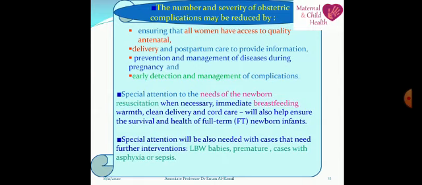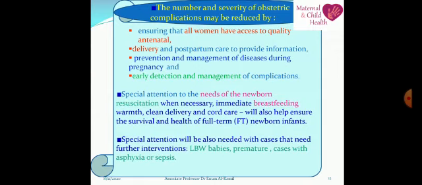How can we reduce the complications during obstetrics, during pregnancy, or during delivery? First, by ensuring that all women have access to quality antenatal care. We should ensure that all women are provided with antenatal health care services right from the beginning, when they know that they are pregnant. They should be provided with special antenatal care.